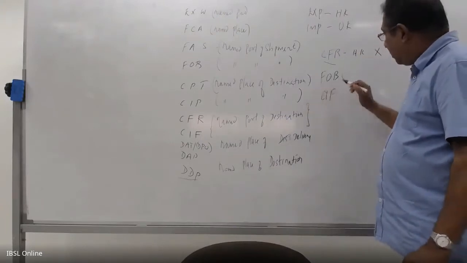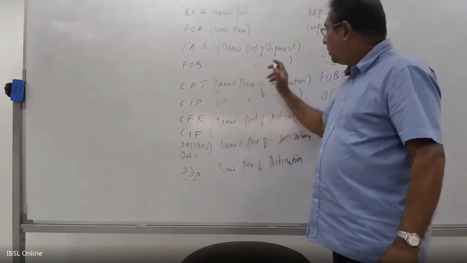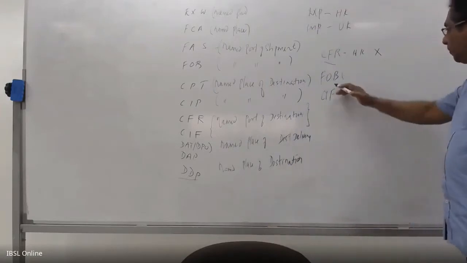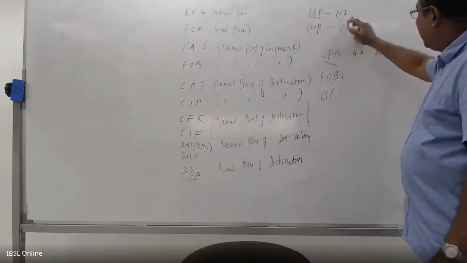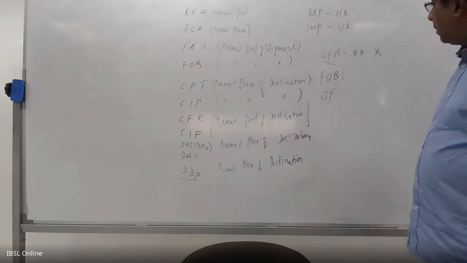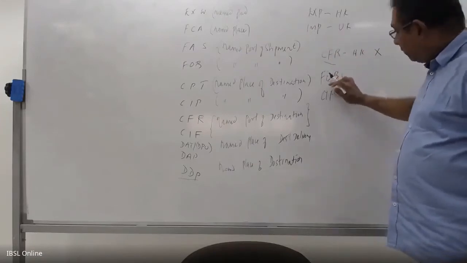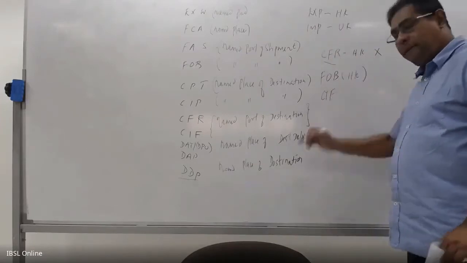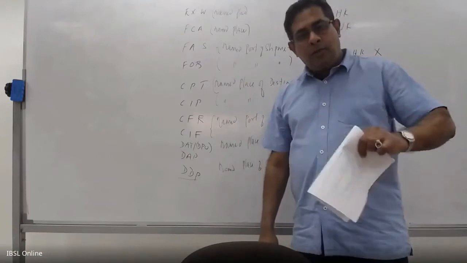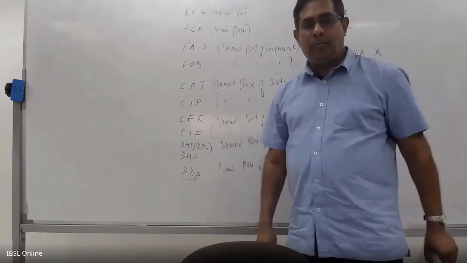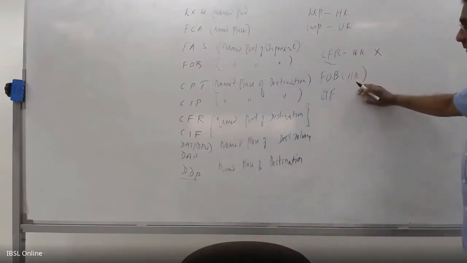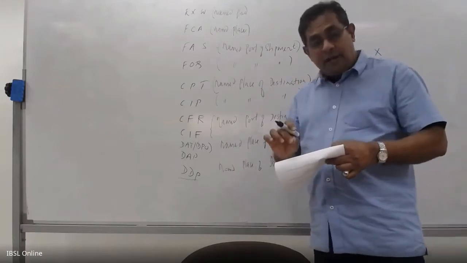FOB, you need to insert the name of the port of shipment. Name of port of shipment. Right. So for FOB, the export is in the UK. Sorry, Hong Kong. The export is in Hong Kong. So here we have to say FOB Hong Kong. Hong Kong is a port. Right? The port of Hong Kong is called the Hong Kong port. Right? Like Kalam. FOB Hong Kong. So the answer given, FOB London, is wrong.